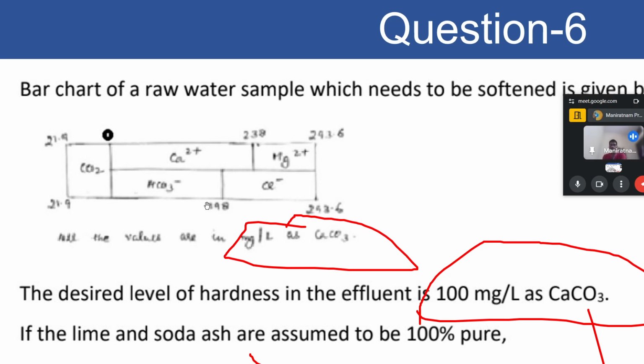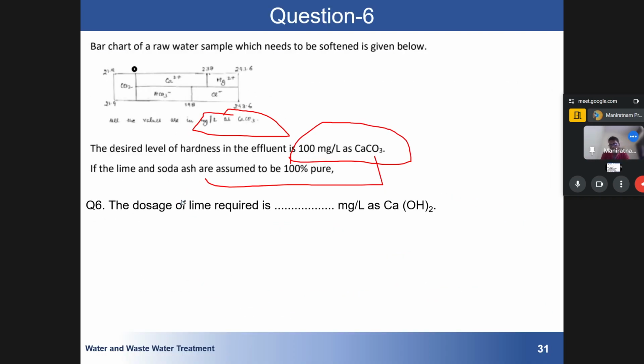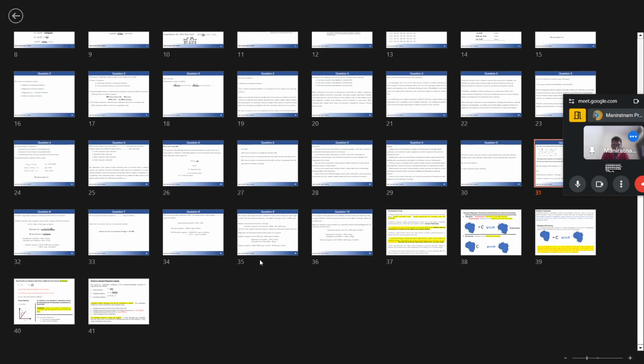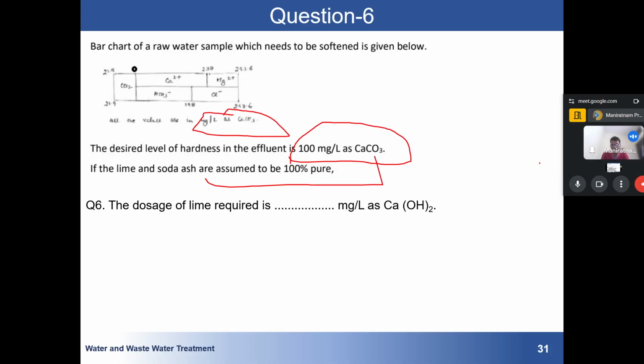So alkalinity is 198, and chloride is not contributing anything to alkalinity, because chloride does not form any kind of alkalinity. Overall, this is how one should read this graph. Remember, hardness is due to carbonate and non-carbonate both, and alkalinity is only due to this.